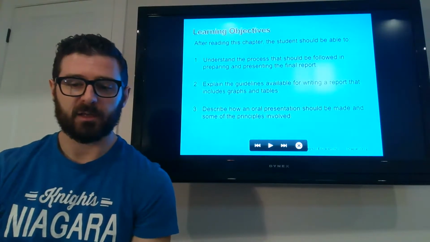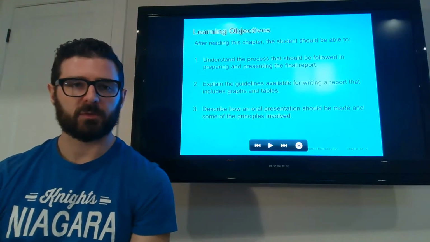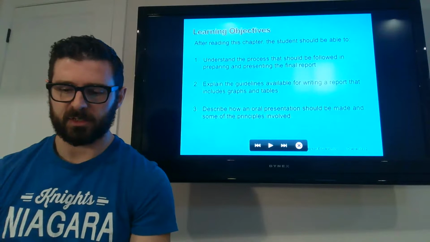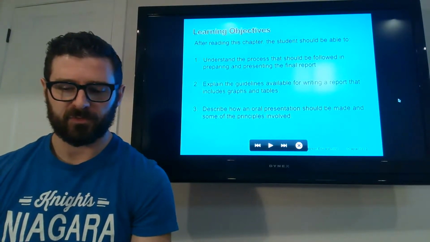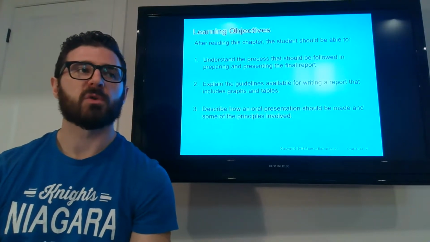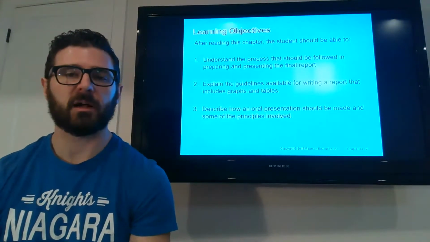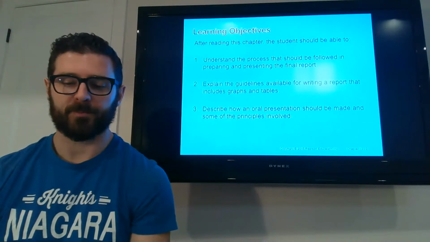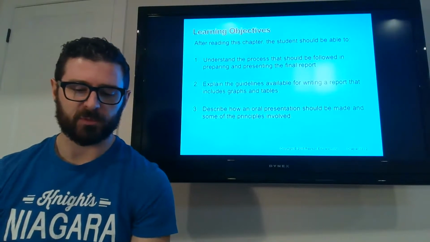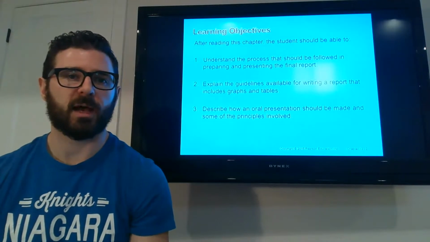So today, the learning objectives for this chapter, number one, understand the process that should be followed in preparing and presenting the final report. So not only the written piece, but also the presentation of how it's all going to come together. Number two, explain the guidelines available for writing a report that includes graphs and tables. So any good report won't just be a bunch of written content. There'll be some illustrations, some graphics to help tell that story and help explain what's going on. Number three, describe how an oral presentation should be made and some of the principles involved. So here we're talking about actually delivering that content in the same room as a group of people.